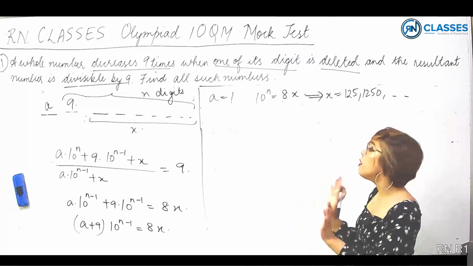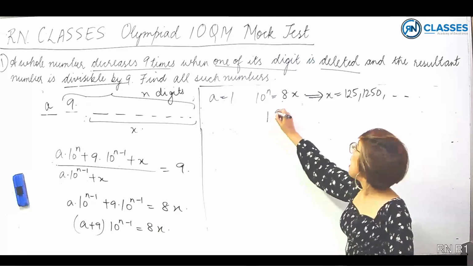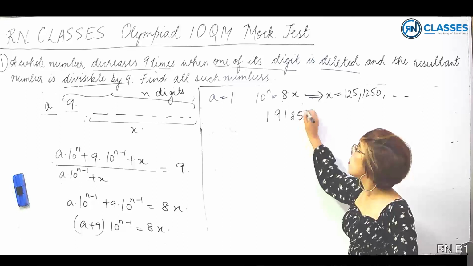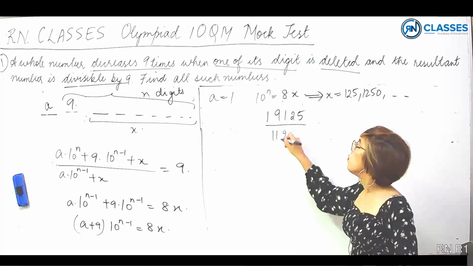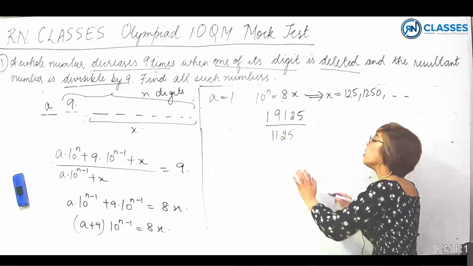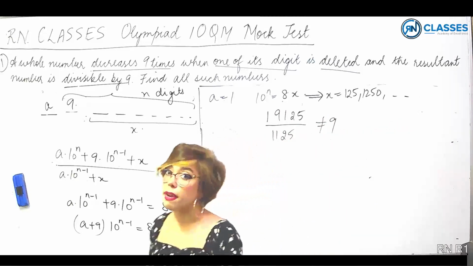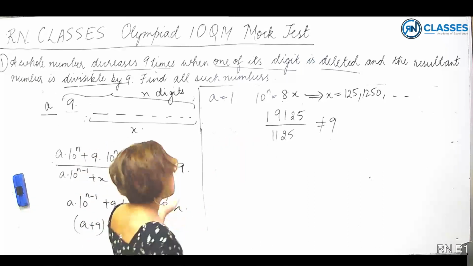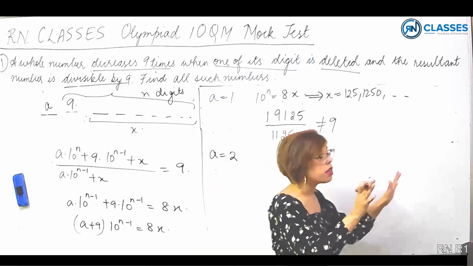Right? Now, I will write my number because I need to check whether it satisfies or not. So 1, 9, 1, 2, 5. Second digit is 9, careful. Now delete kar so I will get 1, 1, 2, 5. When I divide these two, the answer is not 9. That means these kind of numbers do not satisfy my condition. Now you'll be like, ma'am, put a is equal to 2. You'll realize when you write the numbers, do not satisfy the condition.